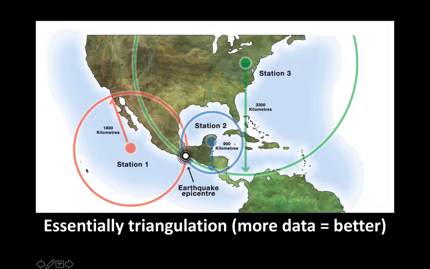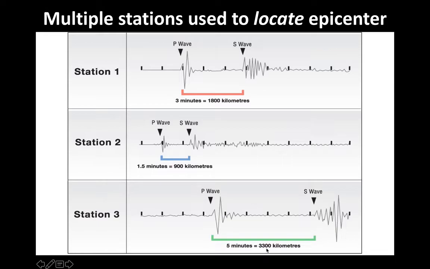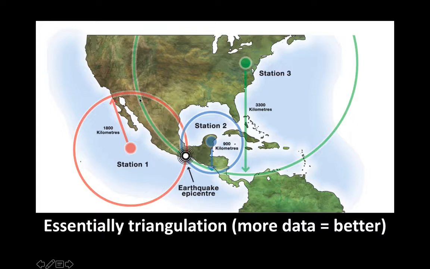But it could have come from any point along here. If there is a 5-minute lag, it's gone 3,300 kilometers. That's this green circle. So here's the station. That station knows it's come from somewhere along here.